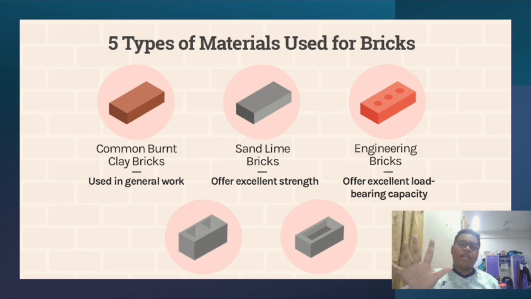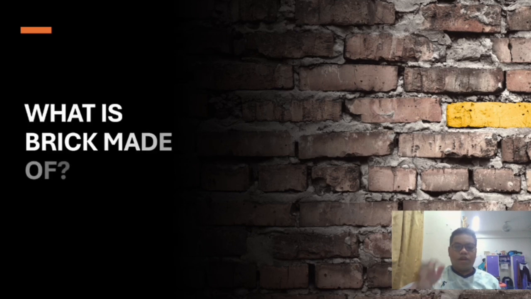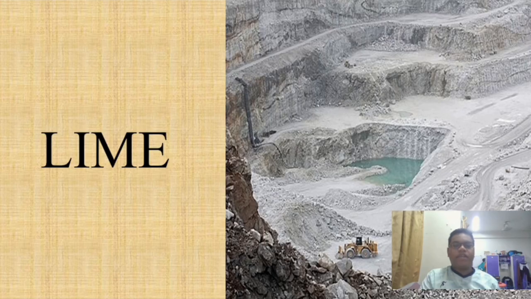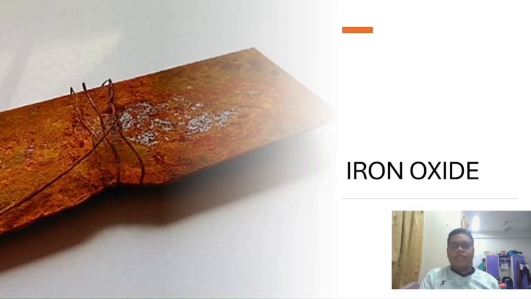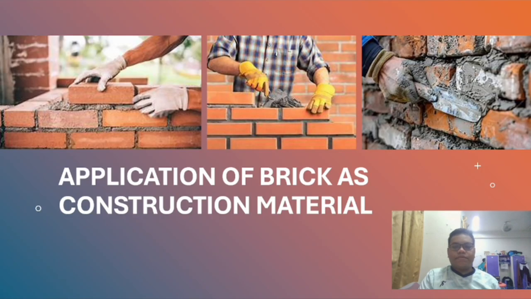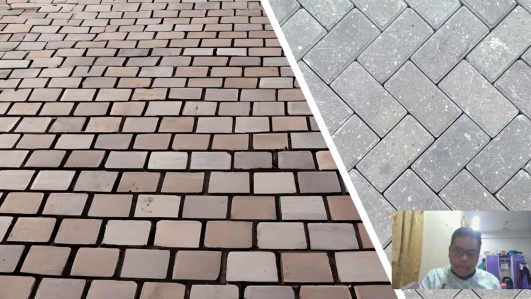There are 5 types of material used for brick. One of them is engineering brick, sand lime brick, and common burnt clay brick. What is brick made of? As you can see, there is silicon dioxide, aluminum oxide, lime, iron oxide, and lastly, magnesium oxide. There are 2 applications of brick as construction material. One of them is wall, building, and road pavement.